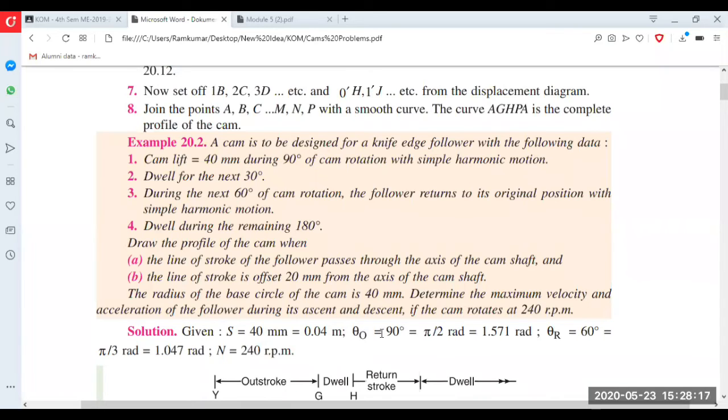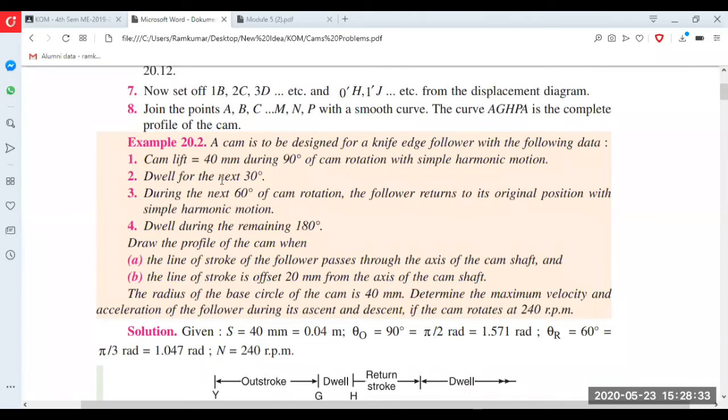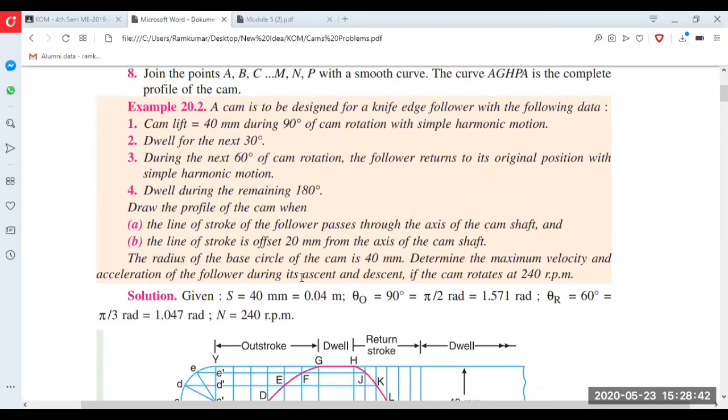Angle of ascent theta is equal to theta naught. You call it theta naught is equal to 90 degree, or you can say pi by 2 radian. Dwell for the next 30 degree rotation. So you call it theta dwell, theta d. Theta d is 30 degree.